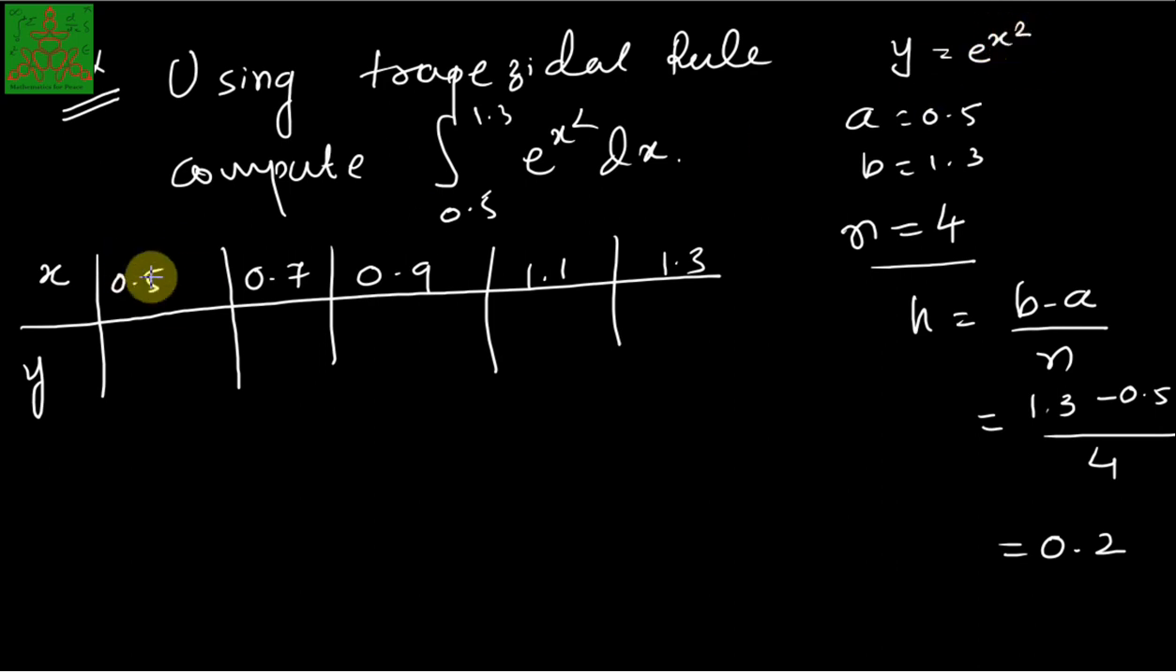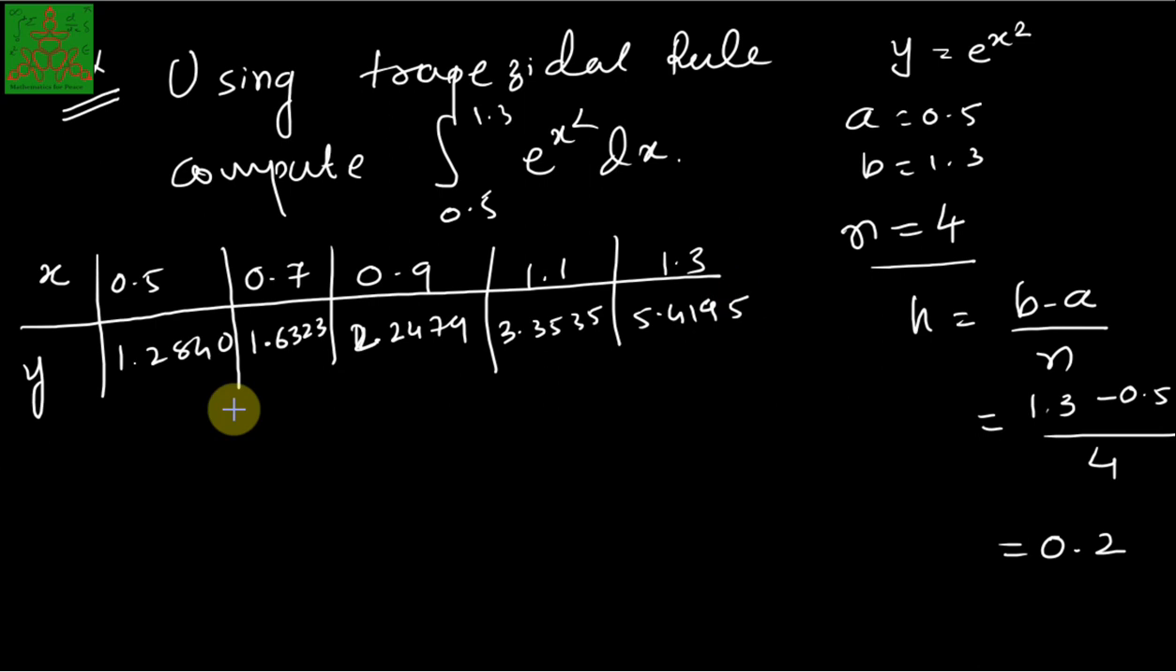We can calculate the value of y at point 0.5. It will give you 1.2840, then 1.6323, then 2.2479, then 3.3535, then 5.4195. This is your y0, this is y1, this is y2, this is y3, and this will be y4.